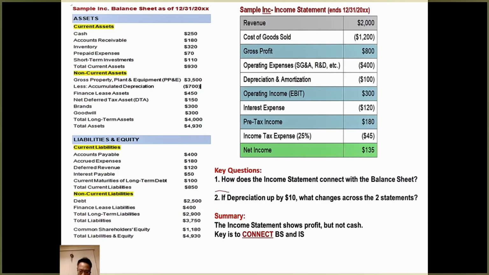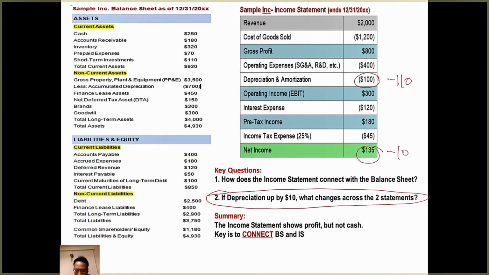Now, let's move on to the second question. If depreciation goes up by 10%, what changes across the two statements? This is a very classic and very common question. No matter which department you work in within the finance industry, basically 100% of the time you'll be asked a similar question. Even if you're not in the IB field, this question actually isn't that difficult. Why do I say that? If depreciation goes up by 10, so here it becomes minus 110, then let's look at it from net income. But actually, does my net income just decrease by 10 as well? Actually, that's not the case.